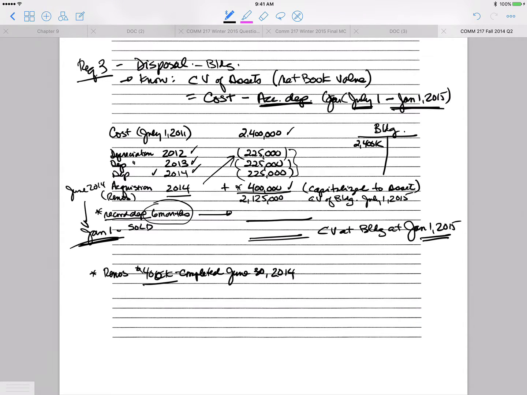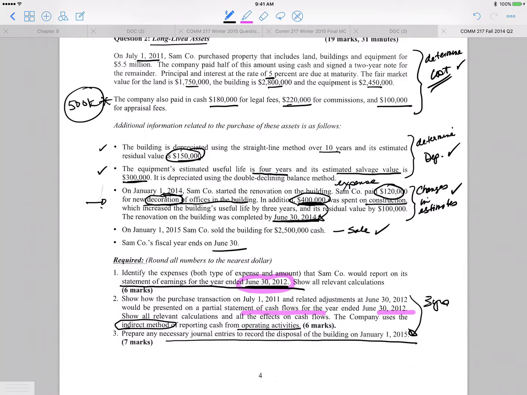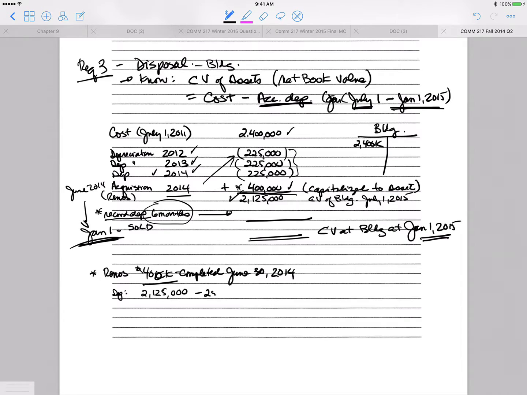Okay, so this depreciation that we're going to need to record for 6 months is going to be based on this new carrying amount. So let's compute what the depreciation would be for 6 months from July 1st, 2014 to January 1, 2015. So our new cost base is $2,125,000, which we just computed here, minus the residual value. We are told that the original residual value was $150,000, and that these renovations increase the residual value by $100,000. So the new residual value is $250,000. This new RV is equal to $150K plus the increase in residual value as a result of the renovations.